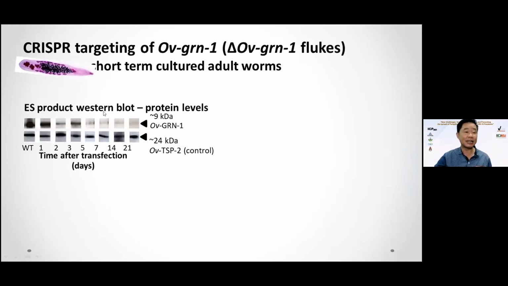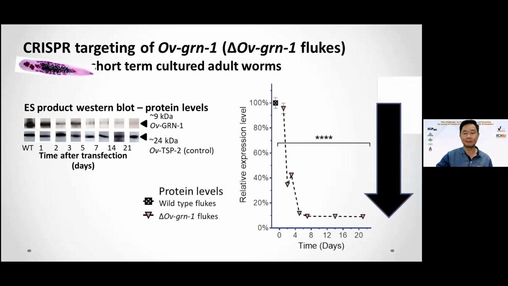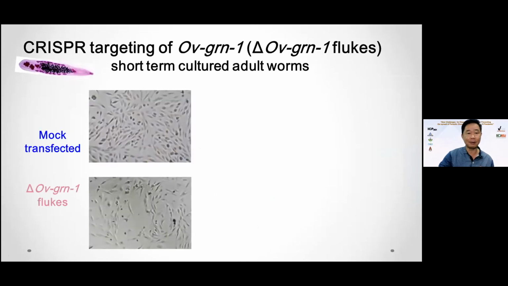We also checked the protein using an antibody with the Western blot technique, and the results are the same. Not only was mRNA decreased, the protein expression also decreased, almost 100% in the plasmid transfected group. That means the CRISPR-Cas9 plasmid transfection really works well.